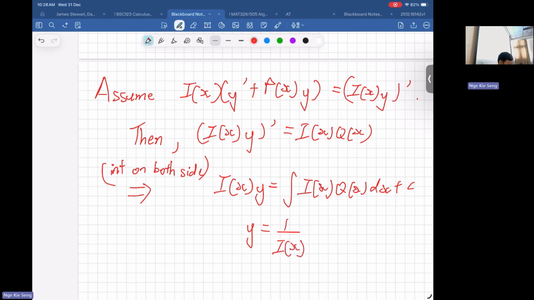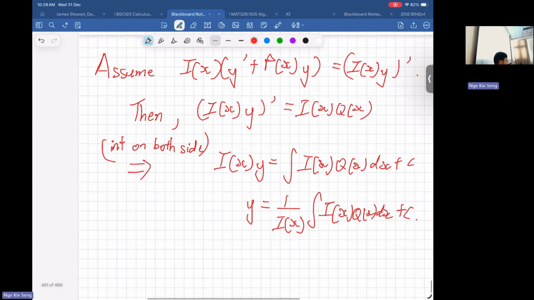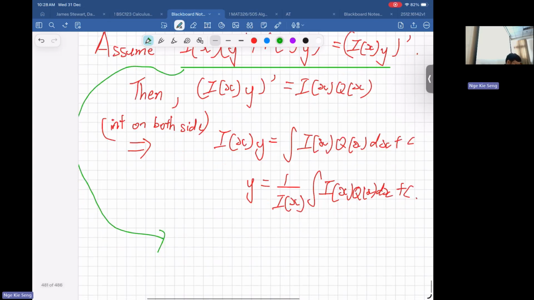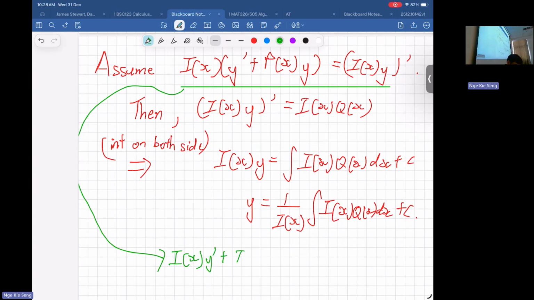But the problem here is, what is I(x)? How do we find this I(x)? Does I(x) always exist or not? If it exists, how should we find it? Maybe we can start from the first line here and see how to find it. So I get I(x) y prime plus I(x) P(x) y, and on the other side I have I prime(x) y plus I(x) y prime.